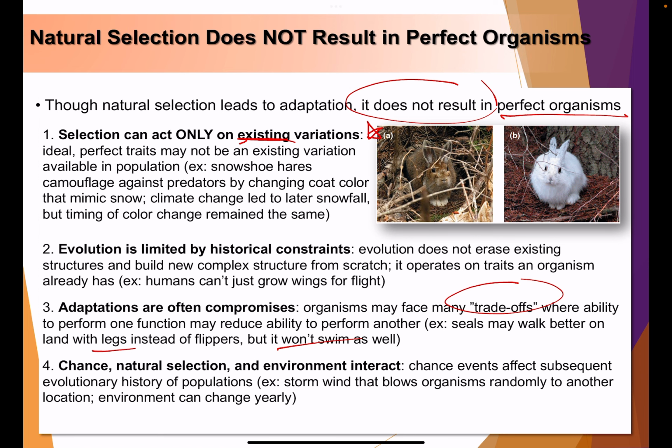Fourth is chance, natural selection, and environment. All of these things interact. Chance events affect the subsequent evolutionary history of a population. So for example, a storm wind that blows an organism randomly to another location, kind of like what we talked about with genetic drift. And then the environment can also change from year to year.